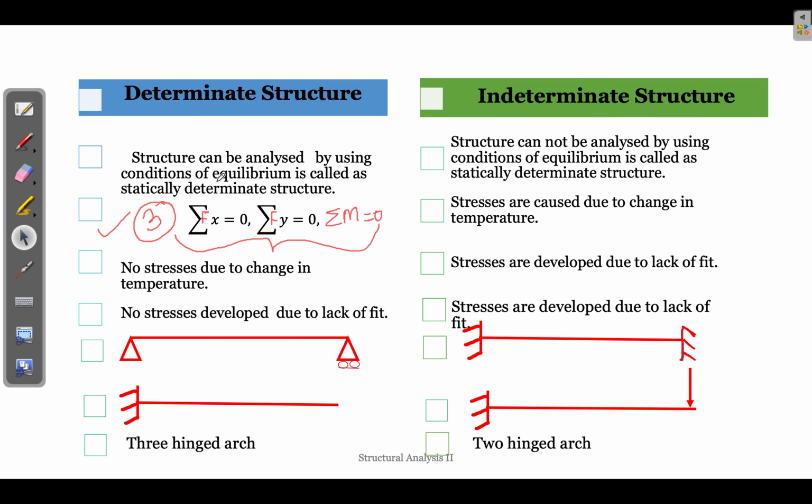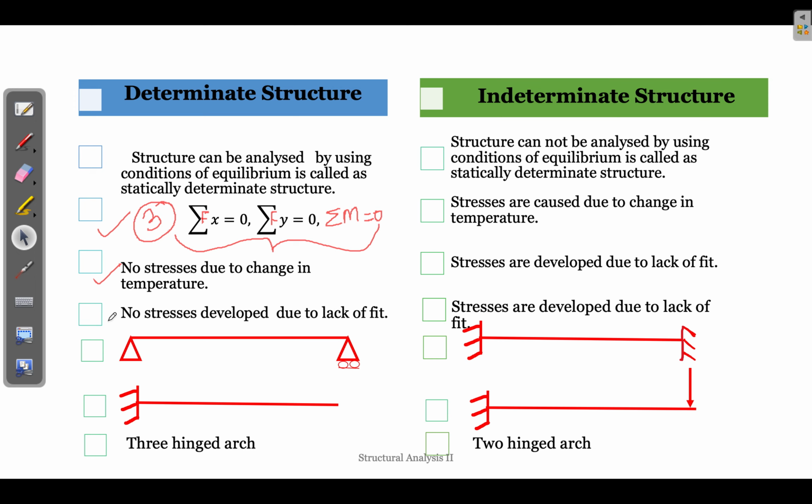Second point, for a determinate structure, if there is any change in temperature, it will not contribute to stresses. Okay, so there will not be any extra stresses developed if there is a change in temperature. So this is one important assumption you may say, or characteristic of a determinate structure.